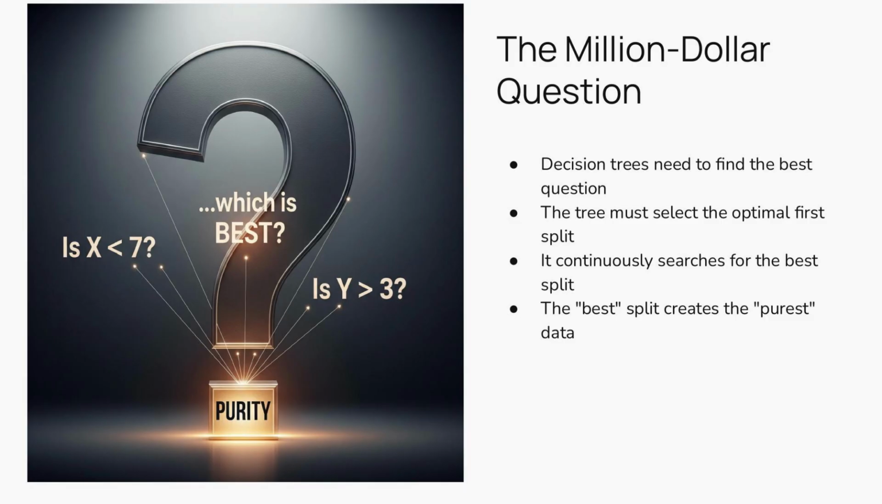This all looks great, but it leads to the $1 million question. How did the tree know what question to ask first? Why did it pick, is x less than 7? And not, is y greater than 3? It could have made thousands of different splits. How does it find the best one? The answer is that it searches for the split that makes the new nodes as pure as possible.